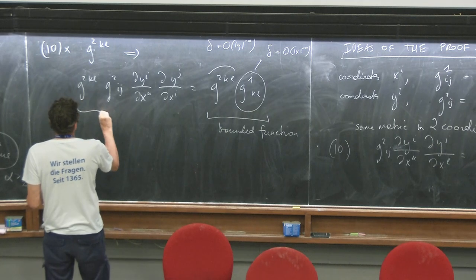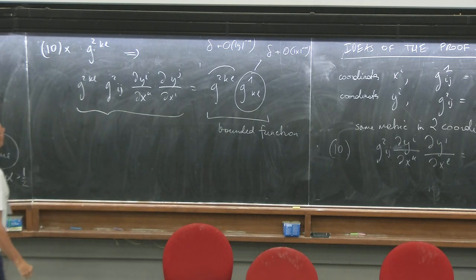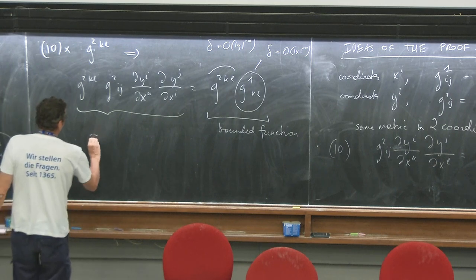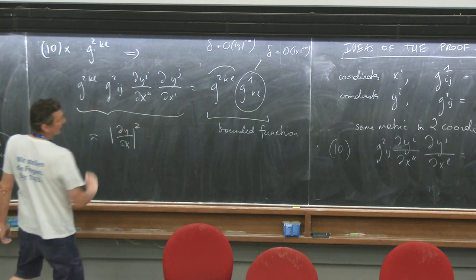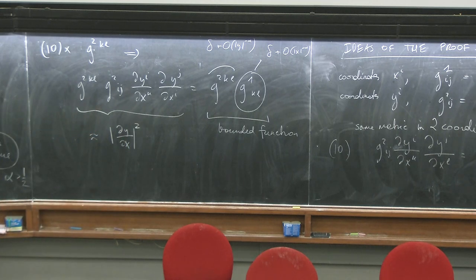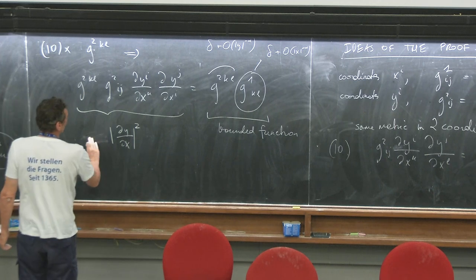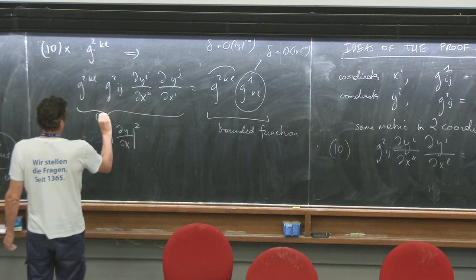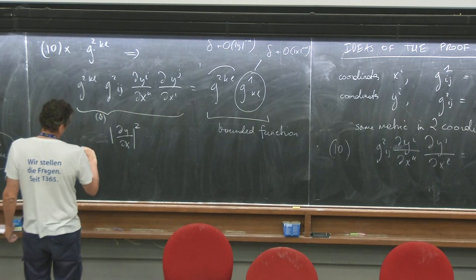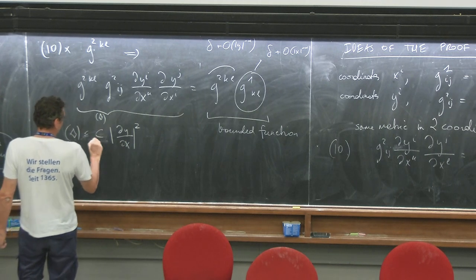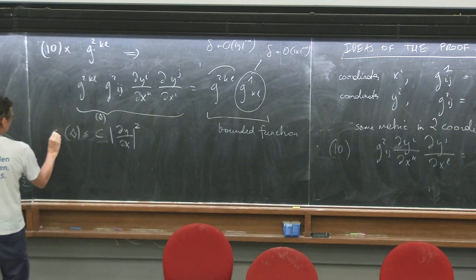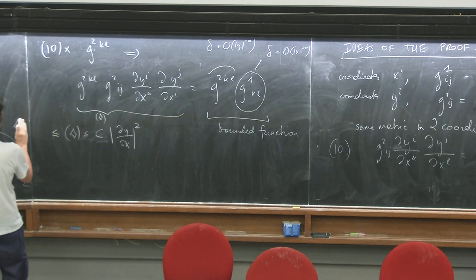Now this is essentially the same as the norm of the tensor dy over dx squared. Or what I mean is that this expression, maybe if we call this diamond, then diamond is smaller than a constant times the norm of this, and is larger than 1 over another constant, so maybe a small constant times the norm of this.